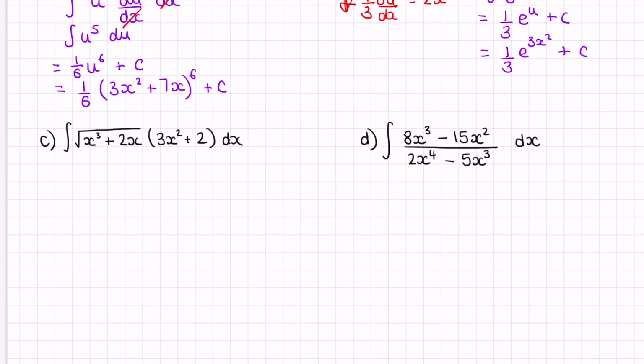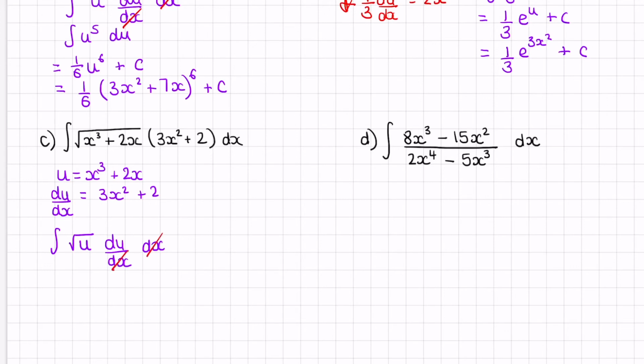Now part C. So here we have the integral of the square root of x cubed plus 2x multiplied by 3x squared plus 2. So identify which our u will be, and if you do that, you'll see it's the x cubed plus 2x, because the derivative of this, so du on dx, equals 3x squared plus 2, which we already have in our function. So then we can just do our substitution. So we'll have the integral of the square root of u, because x cubed plus 2x we labelled as u, multiplied by 3x squared plus 2, which is now du over dx, multiplied by dx. Our dx's cancel, and we are left with the integral of the square root of u du.